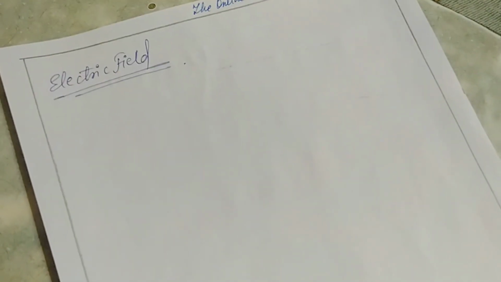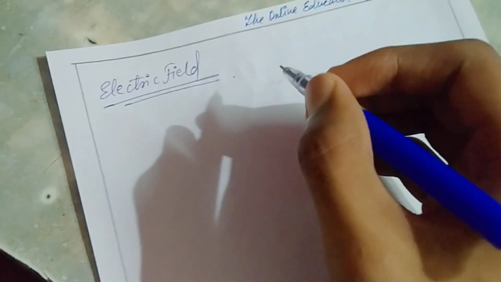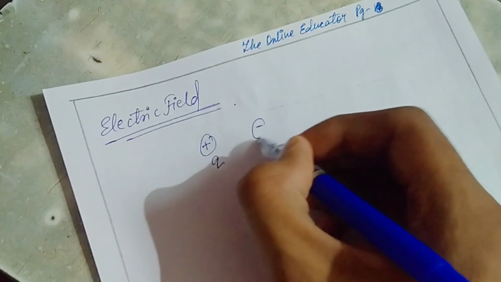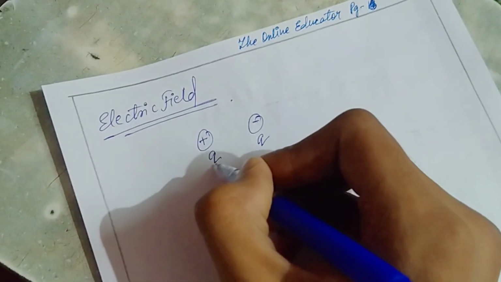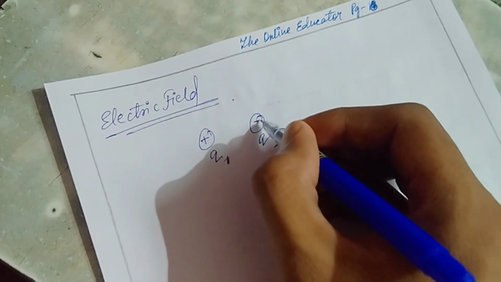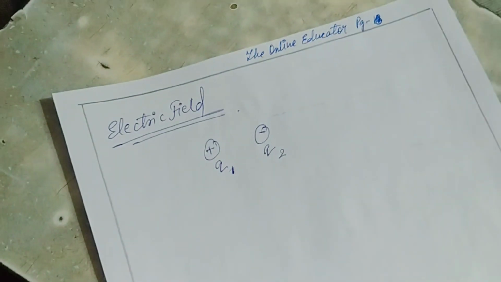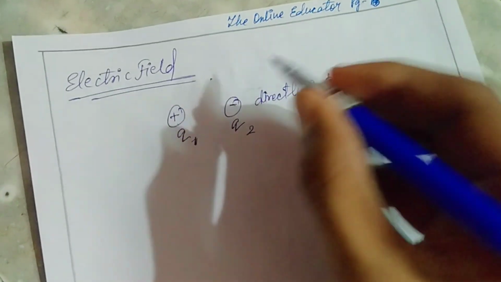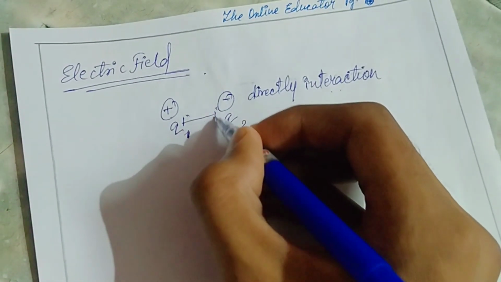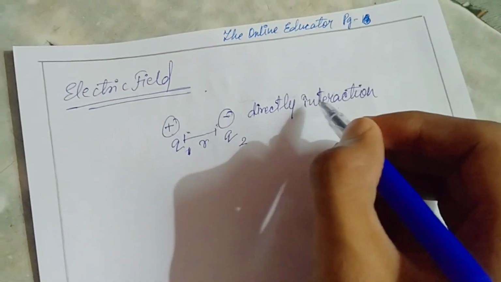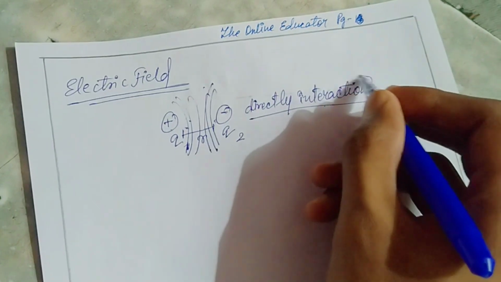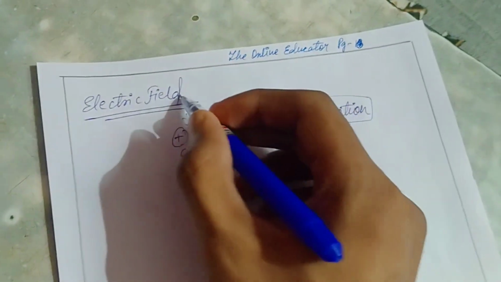Now we'll first understand what the things are, and then we'll read the theory parts of it. So, electric field: we take two charges, q1 and q2, ignoring whatever sign they have. These two cannot directly interact with each other at a distance r. So to interact with each other, they produce an electric field, and this is called the electric field.